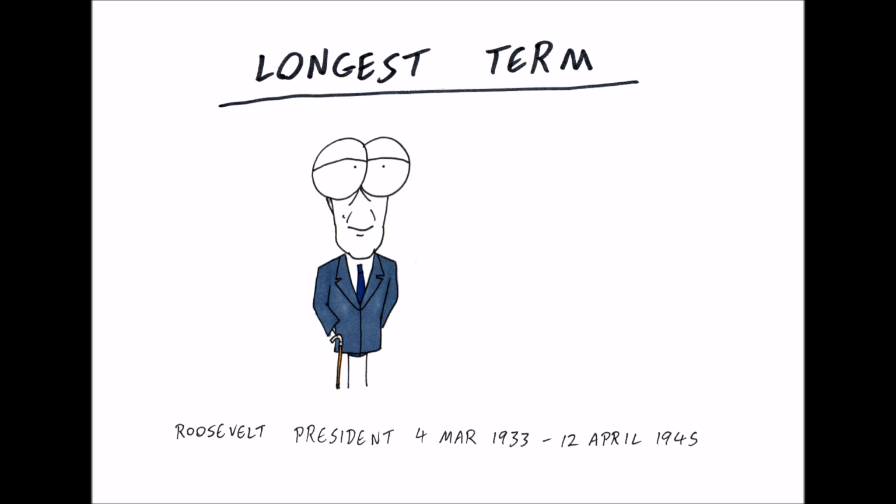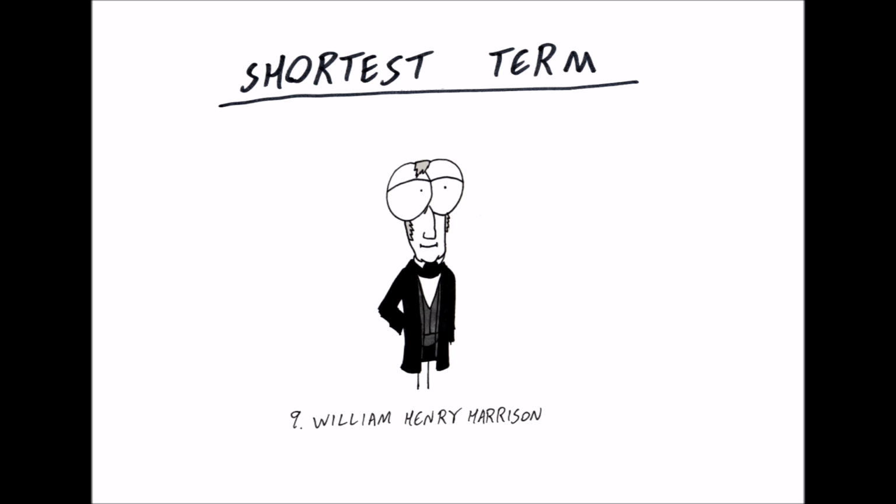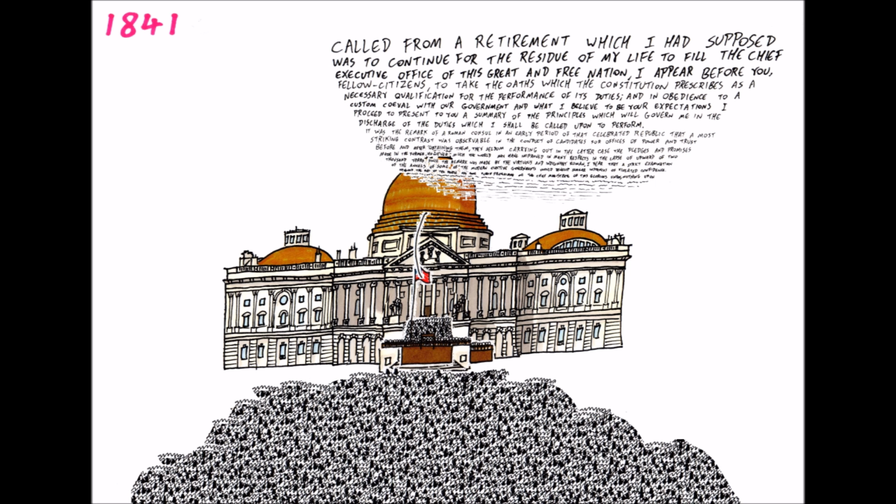As a side note, an odd coincidence is how Roosevelt and Adolf Hitler came to power within just over a month of each other, and they both died within a few weeks of each other. The shortest term was William Henry Harrison's 31 days in 1841. He interestingly gave the longest inaugural speech.